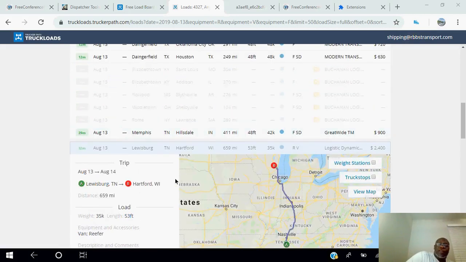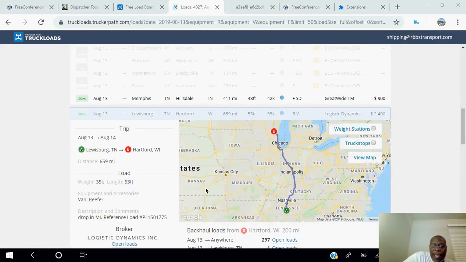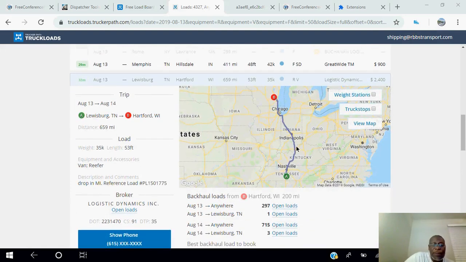Let's say he picks this load. Say, I want this load that's going from Leesburg, Tennessee, to Harrisburg, Wisconsin, or Wyoming, or wherever that is, and that's paying what? That looks like it's paying $2,400. That is a van or a reefer, dry van or a reefer, so either one of those can run that load. As he said, this is the load that I want, going 659 miles.